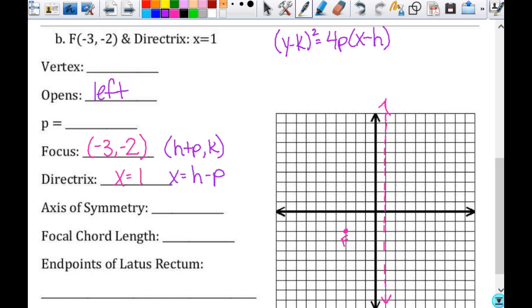So I know the k value of my vertex. What's the y value or the k value? Because it's just -2, right? So for the vertex, I know the y value is -2. The h value is really just the average of these two x values. Does that make sense to you? So if I just take -3 plus 1 and divide by 2, it gives me a -1. You understand how it's just the average of those?